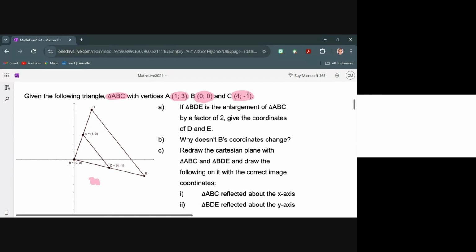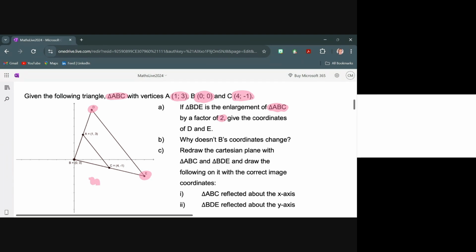All right. Now, question 1 says, if triangle BDE is the enlargement of triangle ABC by a factor of 2, give the coordinates of point D, which is that one over there, and E, which is that one over there. All right, I'm going to give you guys 1 minute, because this is such an easy question. I'm going to give you guys exactly 1 minute and counting.